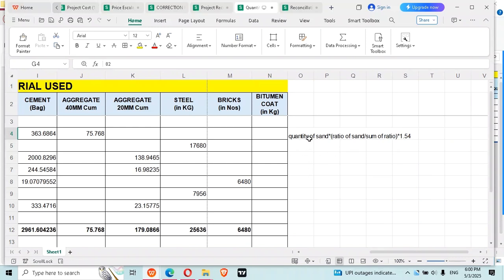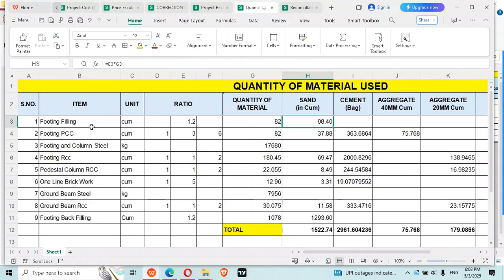I am showing that. First, you should have quantity of sand multiply ratio of sand, divide by sum of ratio, and multiply by 1.54. And 1.54 is the factor whenever we have a dry mix and then we add the water, so the volume decreases. So we just multiply it by 1.54. It is a factor.